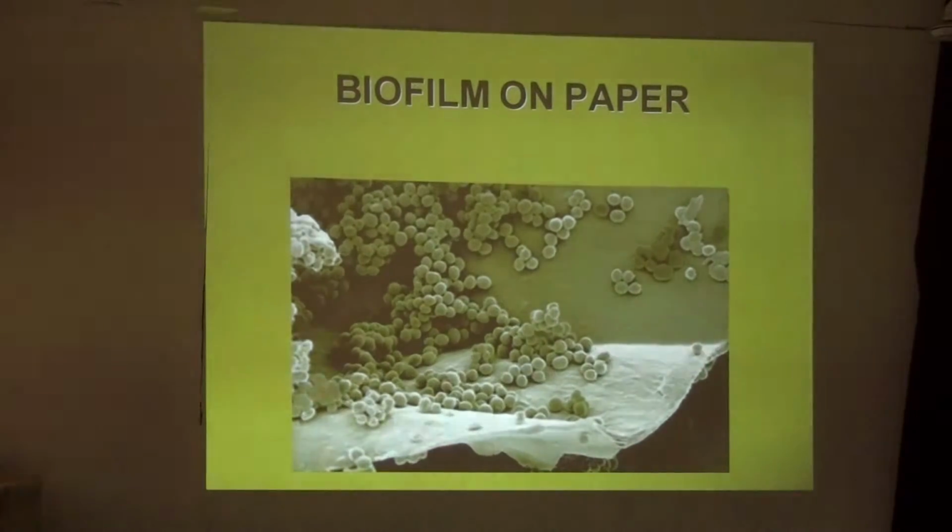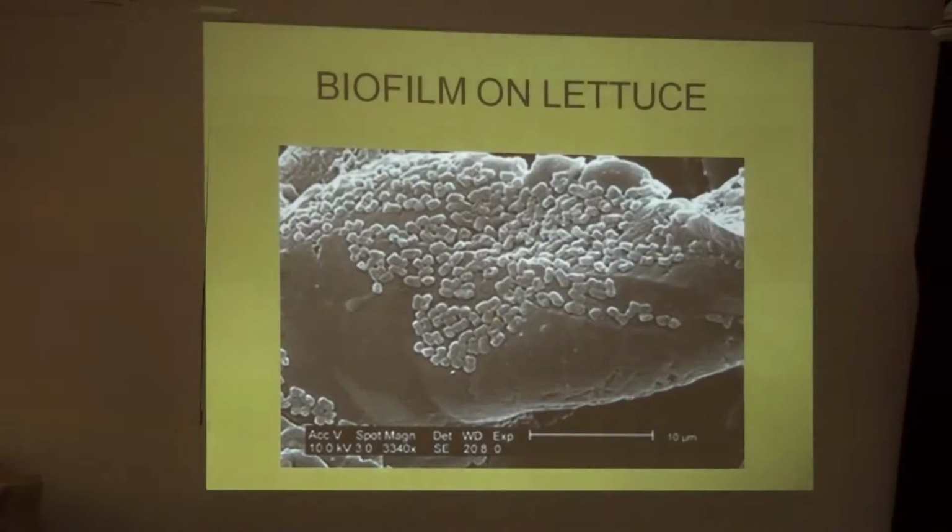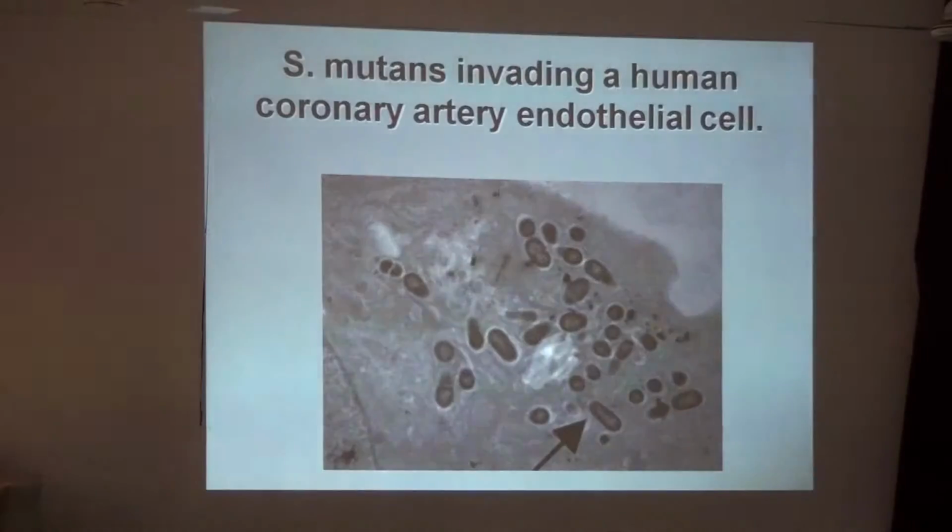So this is a biofilm on a paper. It's a piece of paper. Even you see biofilms on a newspaper you read in the morning. This is a biofilm on the lettuce. It's an ACM structure. And this is the Streptococcus mutans which was in the mouth, and now it's invading the arterial endothelial cells.